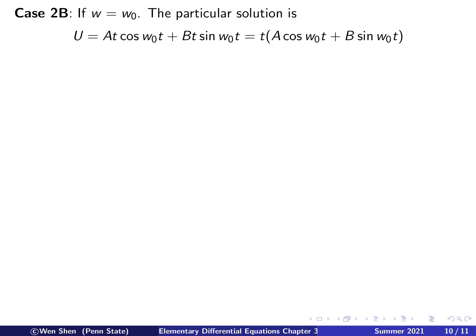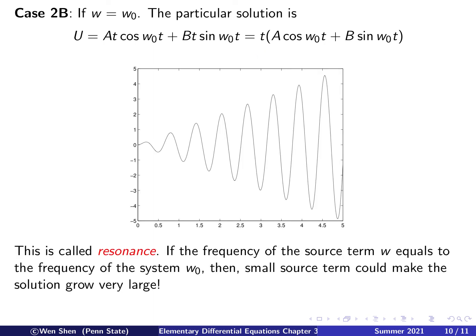Here's the second case, 2b, where ω equals ω₀. Then we know we can't take the same form of the particular solution because it matches the homogeneous solution, and therefore we need to multiply it by an additional t. So how does the solution look? Well, this is an oscillation with certain amplitude and phase. Therefore, you can think it's an oscillation, and the amplitude is growing linearly in time.